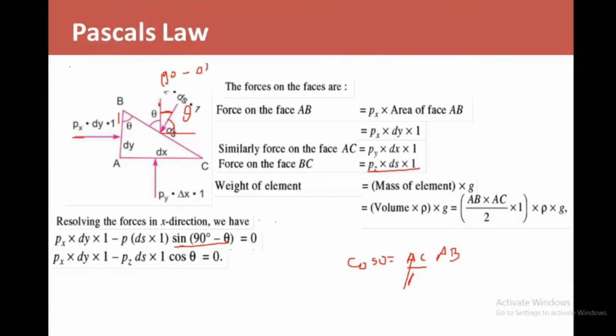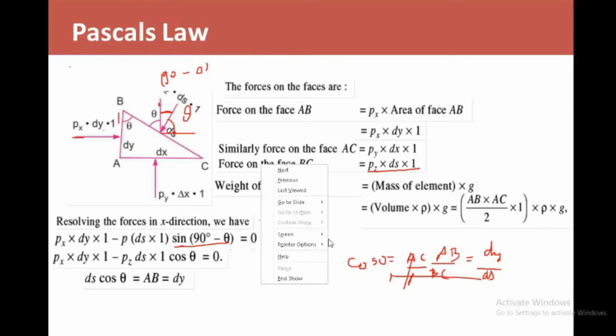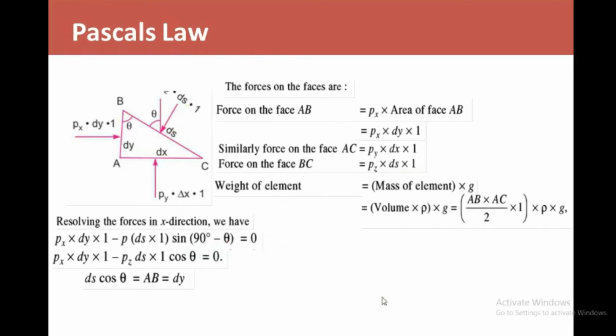So AB upon BC. Okay, so this is dy. AB is dy. So dy upon hypotenuse is ds. So you can multiply this ds to cos theta, so you will have dy equals ds cos theta. So ds cos theta equals AB, that equals dy. So you can put this value in the above equation.